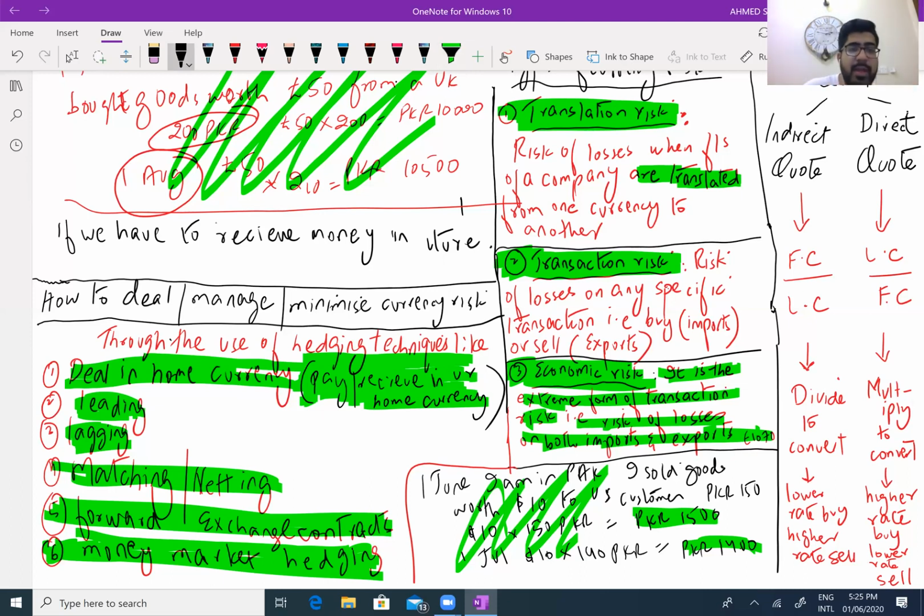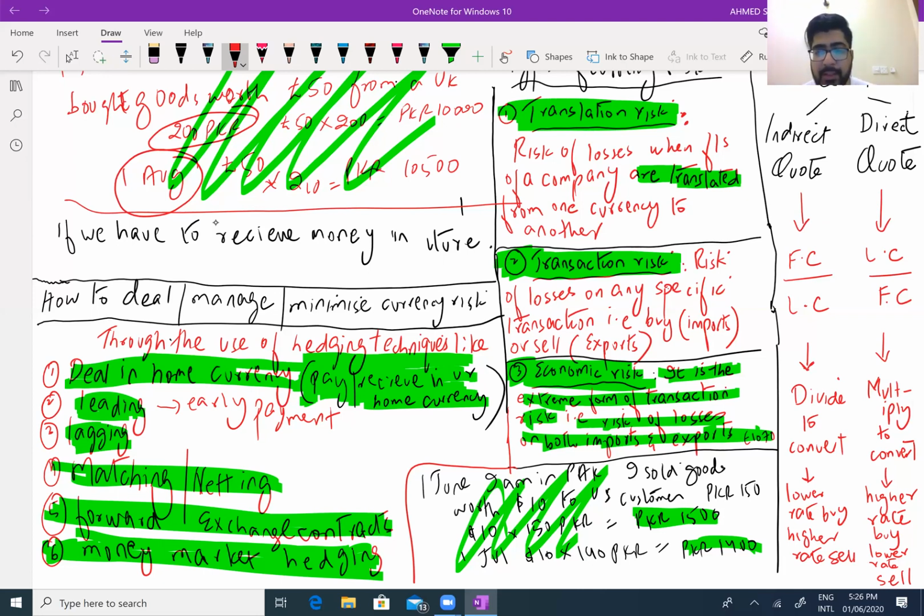Another technique to manage and minimize currency risk is called leading. Leading means making early payment. The idea is, if you pay early, fewer days, less movement in currency, less risk. Now, if I pay after 1 month, there are high chances that currency rates fluctuate in 1 month. If I pay the next day, there won't be that much fluctuation. After 2 days, there won't be that much fluctuation. So pay early. If you pay early, fewer days, less time, less currency movement.